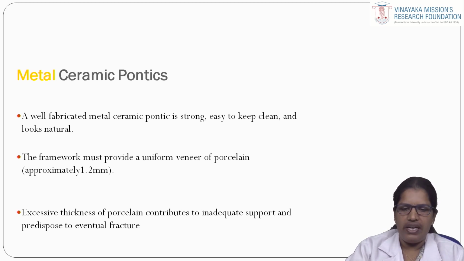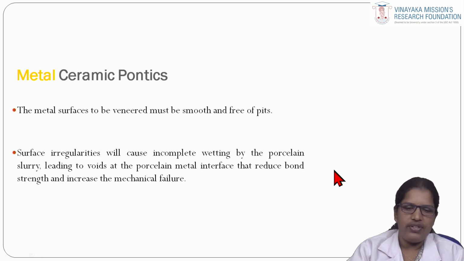The framework must provide a uniform veneer of porcelain, approximately 1.2 millimeters in thickness. Excessive thickness of porcelain contributes to inadequate support and predisposes to eventual fracture. The metal surface to be veneered must be smooth and free of pits to avoid plaque accumulation. Surface irregularities will cause incomplete wetting by the porcelain slurry, leading to voids at the porcelain metal interface that reduce the bond strength and increase mechanical failure.